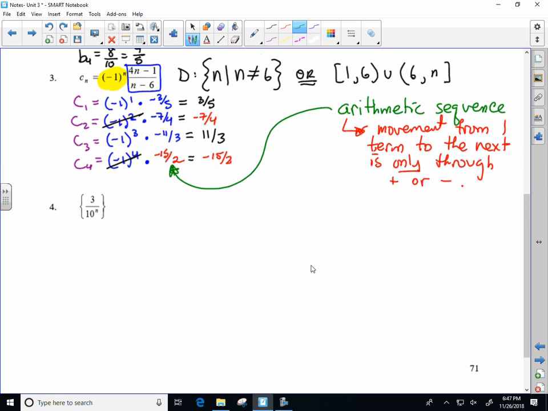Now, the next question, they didn't designate it as anything. They just gave us the set of 3 over 10 to the nth power. There's no positive integer that I could plug in for n that would make it imaginary or undefined. So my domain would be n belonging to the set of positive integers. So 3 over 10 to the first, 3 over 10 to the second.